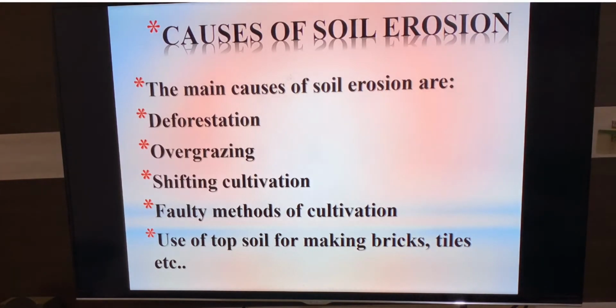First one is deforestation, means cutting of forest. Next one is overgrazing. Cattle rearing it is. We are talking about the cattle rearing here. Shifting cultivation. Faulty method of cultivation, not using the scientific method of cultivation of crops. Use of top layer for making brick, tiles. So these are the reasons for the cause of soil erosion.